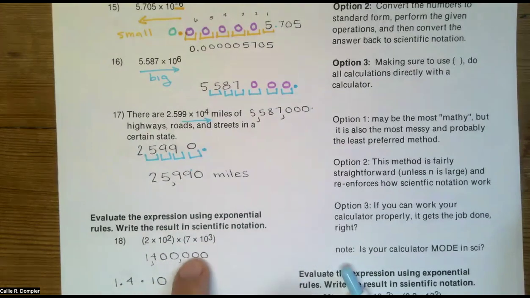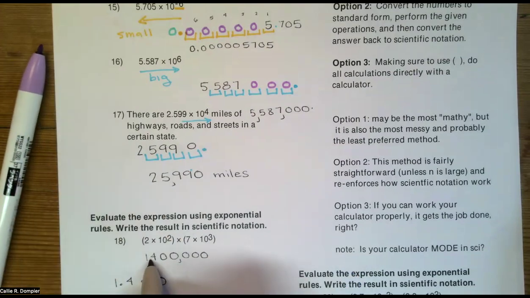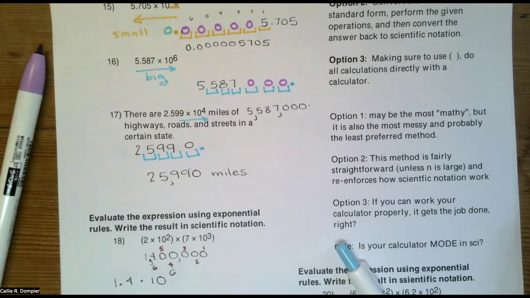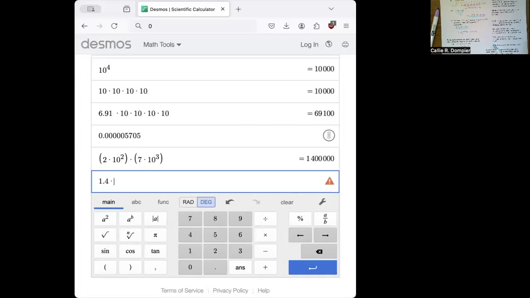Is my exponent going to be positive or negative? It's going to be positive because that's a big number. And how many spaces did I have to move between 1.4 and 1,400,000? I had to move it 1, 2, 3, 4, 5, 6 spaces. So that's 1.4 times 10 to the positive 6. 1.4 times 10 to the 6th. Same answer. Good?